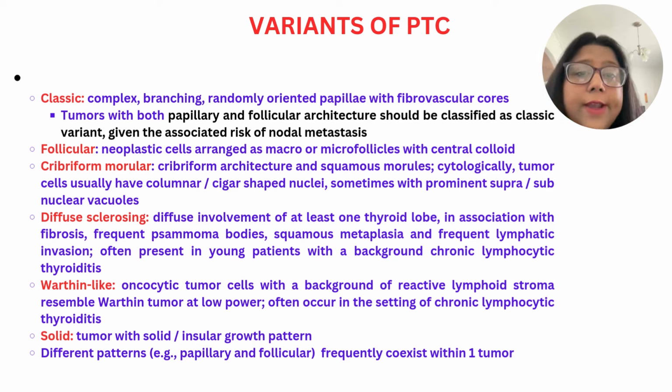Talking about the variants of papillary thyroid carcinoma, the classic variant includes the papillary pattern. Other patterns are follicular pattern, cribriform morular pattern, diffuse sclerosing pattern, Warthin-like pattern, and solid patterns. You can also appreciate more than one pattern in one tumor. For example, papillary and follicular architecture can frequently coexist within one tumor.